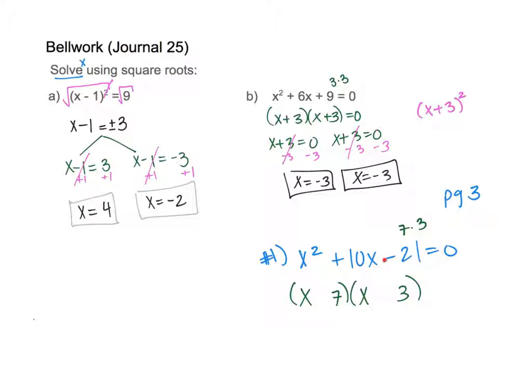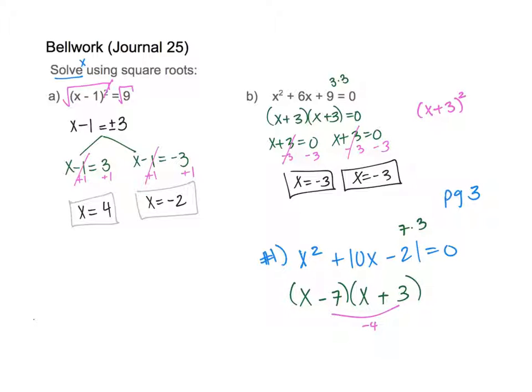Now, because I noticed that this is a minus 21, that means these two numbers, when multiplied, had to give me a negative number, which means that one of these is a negative and the other is a positive. But which one is the negative and which one's the positive? So I'll make this one a negative and this one a positive. But here's the issue. When I add these two, I get 4, and the middle term is not a 4, it's a 10.